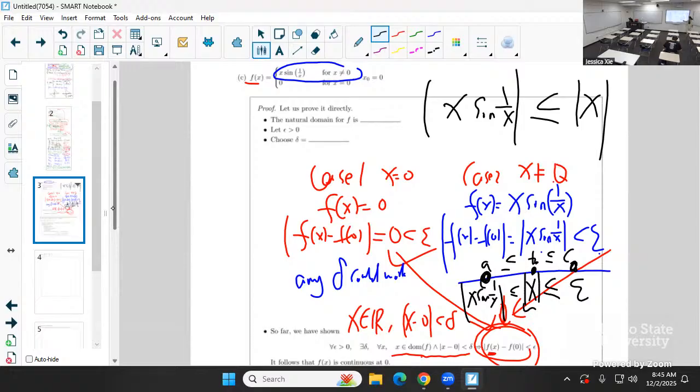From here, you only need to require delta to be epsilon. As long as delta is epsilon, then it works. If delta is epsilon, then when absolute x is less than epsilon, then absolute x is less than delta, right? And then |x times sine 1 over x| is less than epsilon, and that's it. So here you can choose your delta to be just epsilon.